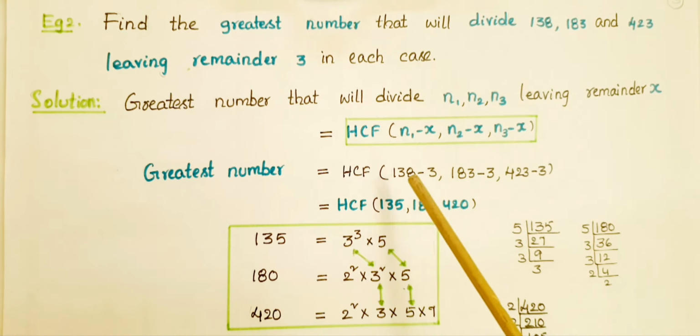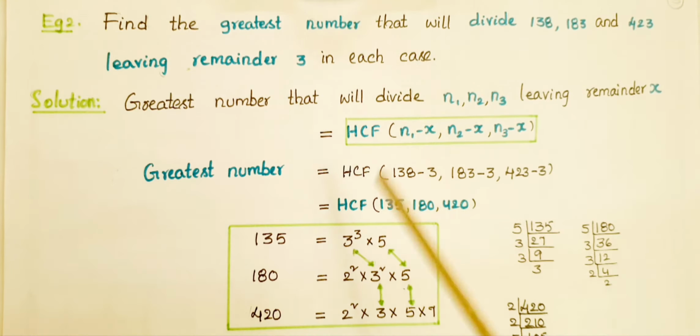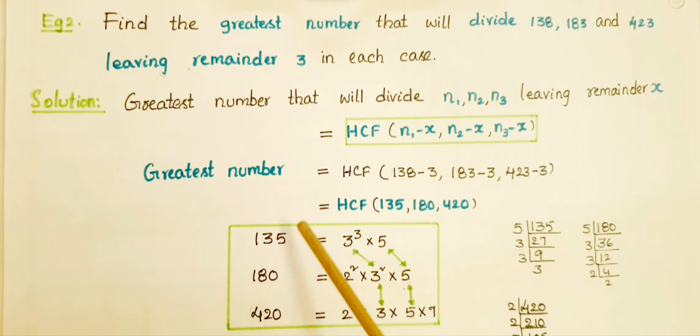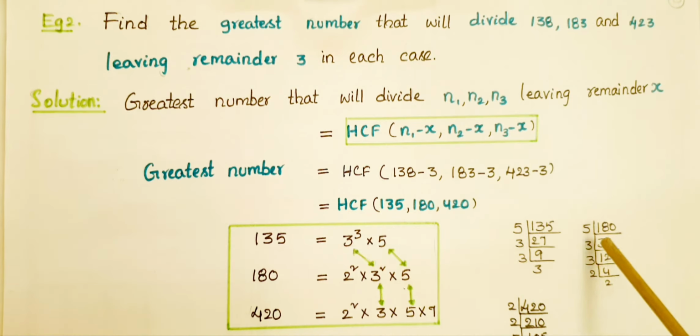So you have to find the HCF of these three numbers. For that you have to prime factorize these three numbers. For 135 the prime factors are 3 cube into 5, and 180 you can express like this, 2 square into 3 square into 5, and 420 is equal to 2 square into 3 into 5 into 7.